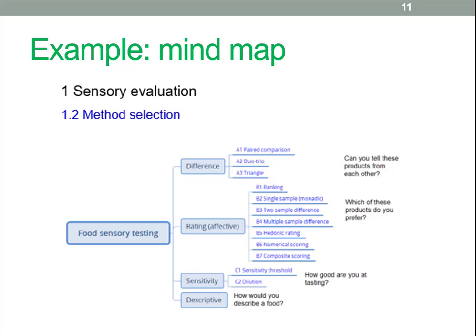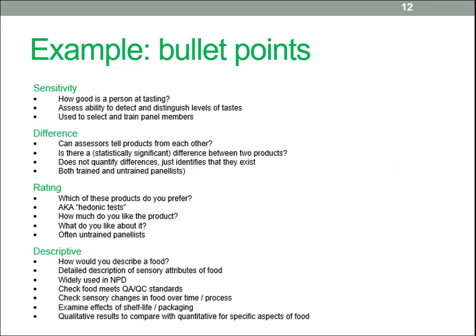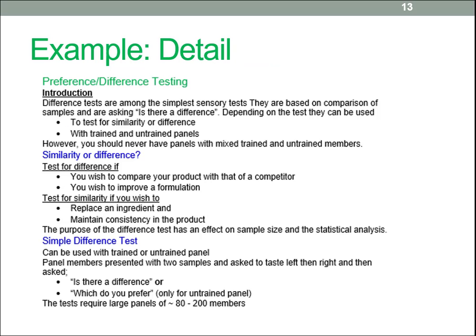So there's sensory mind mapped out a bit more. Difference testing, whether people can tell things apart; rating, whether people like them; sensitivity, how good people are at tasting things; and descriptive, developing sensory vocabularies. So that's the next level of detail. Then we will look at bullet points, so bullet points have sensitivity, and then a bit more detail, drilling down further. It's not just about copying material from the open book resource, I should point out, as we'll see in a second. You do have to apply it to a range of situations.